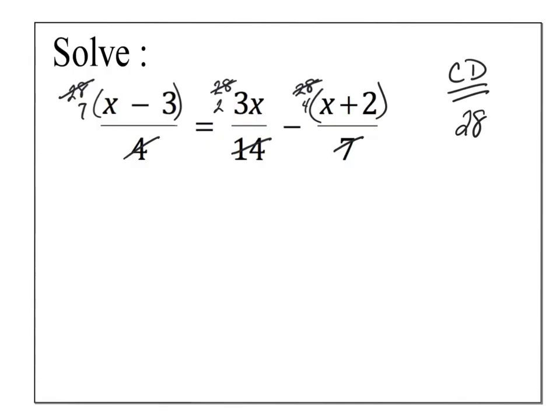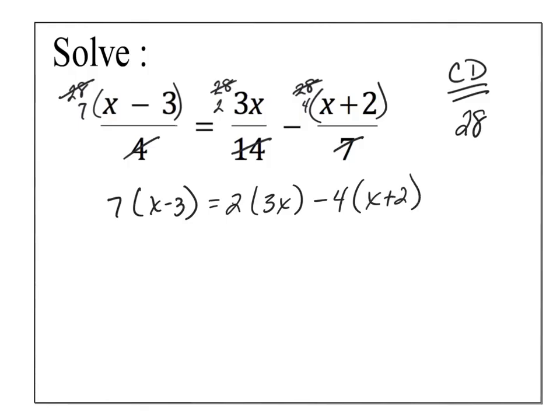Don't do any multiplication from here because you're going to lose negatives. Rewrite everything so it's nice and clear. So I got a 7 with parentheses, x minus 3. Now that's not a 23x, so I'm going to put the 2 on the outside with a 3x on the inside, minus 4 times x plus 2. Now it's a pretty simple problem.